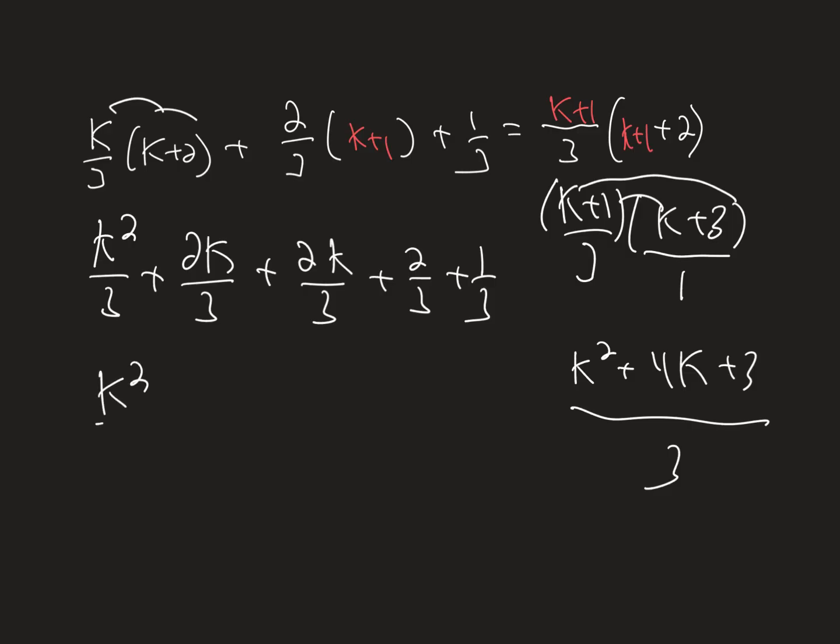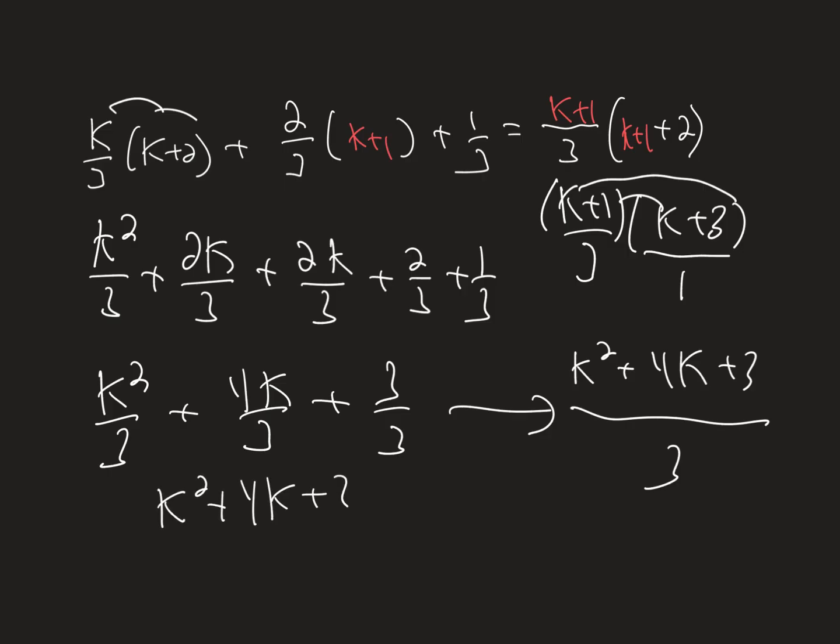Okay, so now let's combine all our like terms. So k squared over 3 plus, don't we get 4k? I put those together, I get 4k over 3. And that's going to give me 3 over 3. I could write that as 1, but I'm looking at what I wrote over here, so I think I'm going to leave it. All of those terms are over 3. So k squared plus 4k plus 3 over 3, and lo and behold, it's the same. So we just verified this using the mathematical induction process.